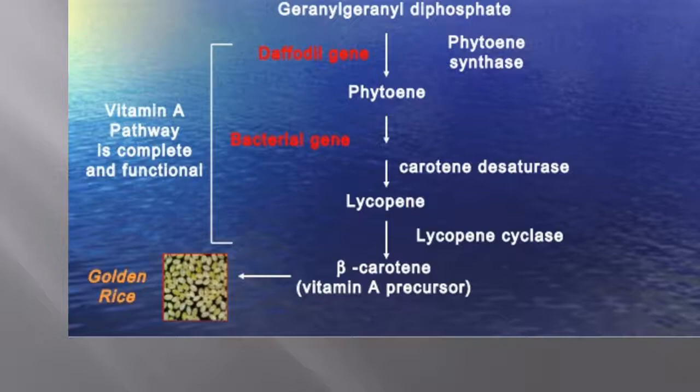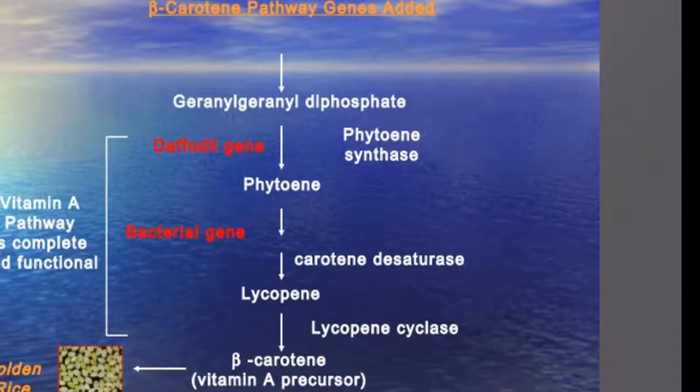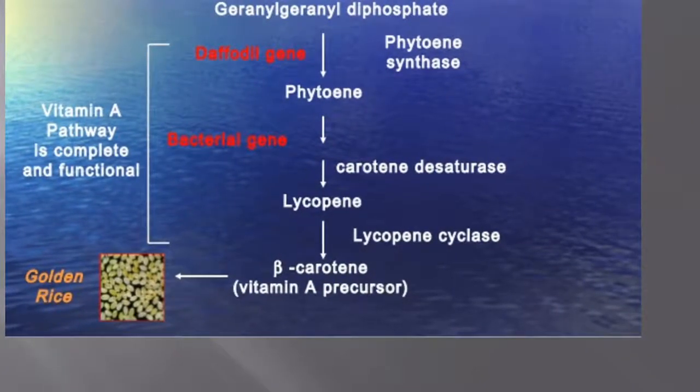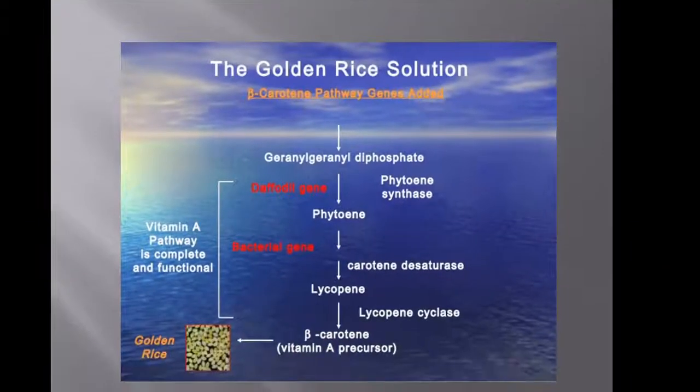So with the help of these two enzymes, geranylgeranyl diphosphate is converted into phytoene, and from phytoene it is converted into lycopene. Finally, lycopene is converted by the enzyme lycopene cyclase into beta carotene, that is the vitamin A precursor, which is present in the rice grains which we consume. Later this beta carotene is metabolized by the human body to synthesize vitamin A. So this is all about the pathway of golden rice.